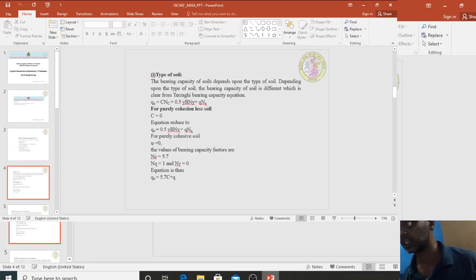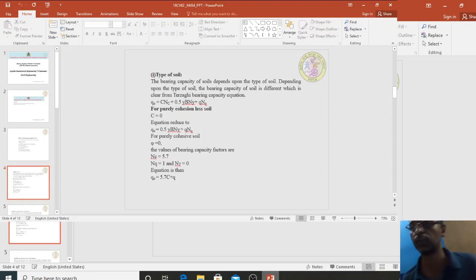Each soil will have different c and phi values. As the c value changes, bearing capacity changes; as the phi value changes, bearing capacity changes. For some soil, if the c value is there and the phi value is not there, bearing capacity will be different. For some soil, phi is maximum and c is 0, and the bearing capacity is different.